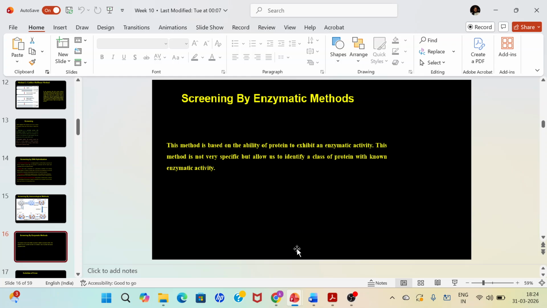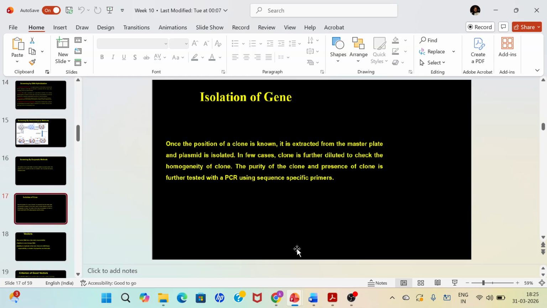Okay. The enzymatic method is based on the ability of a protein to exhibit an enzymatic activity. This method is not very specific but allows us to identify a class of proteins with enzymatic activity. So basically this method is generally useful when the particular protein has some kind of enzymatic function.